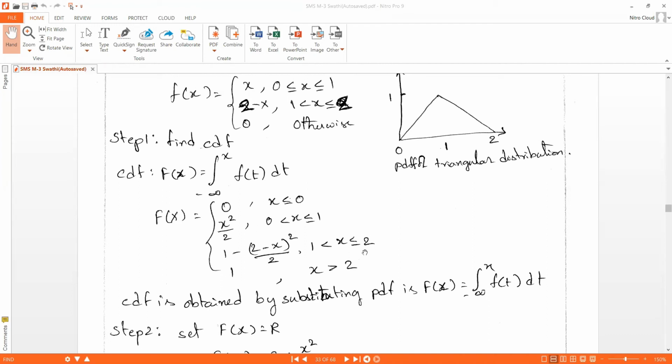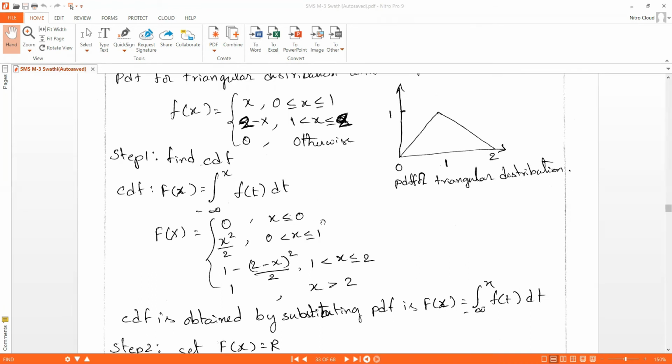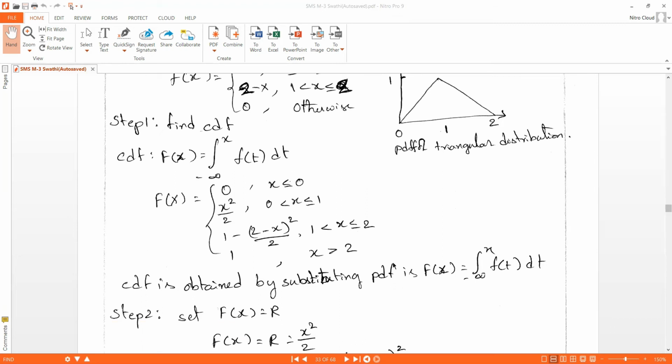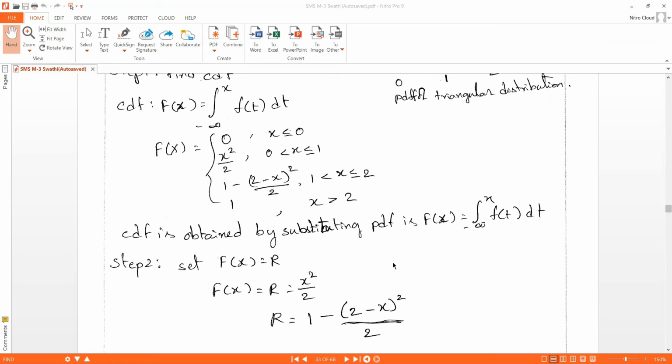So now what is F of x? F of x is 0 when x is less than or equal to 0. F of x equals x square by 2 if 0 less than x less than or equal to 1. F of x equals 1 minus (2 minus x) whole square by 2 if 1 less than x less than or equal to 2. F of x equals 1 if x is greater than 2. That is capital F of x.